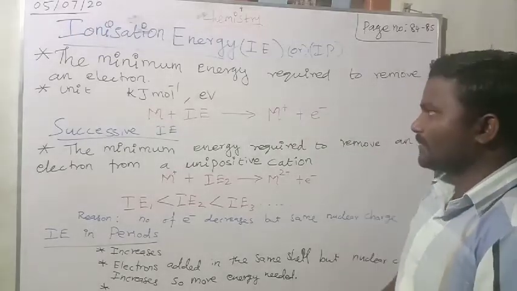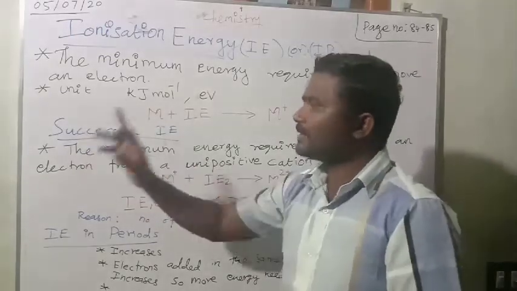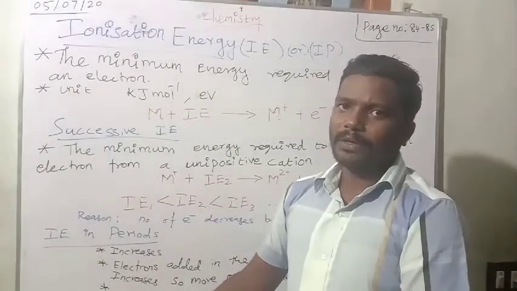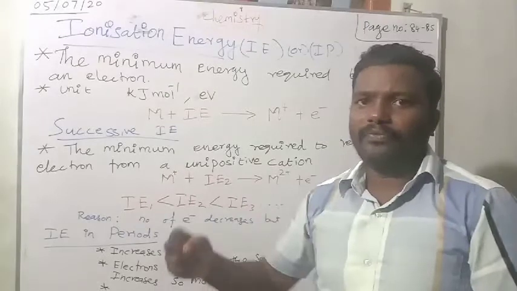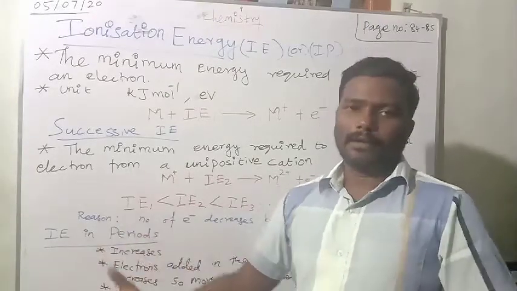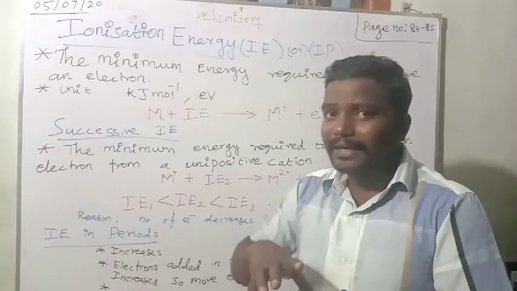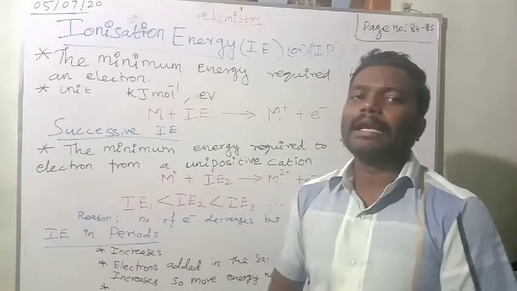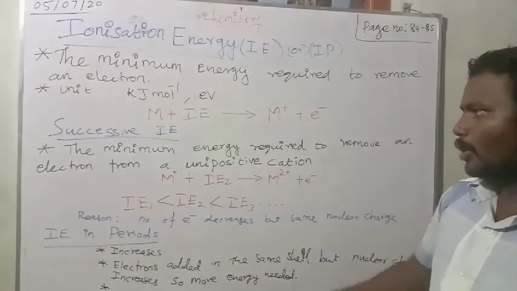Okay, my dear students, right? What do you mean by successive ionization energy? Successive means next to next, right? Already we have removed one electron from an isolated gaseous ground state atom. From that, if we remove one more electron, that is called second ionization energy. Look at the board, my dear students.